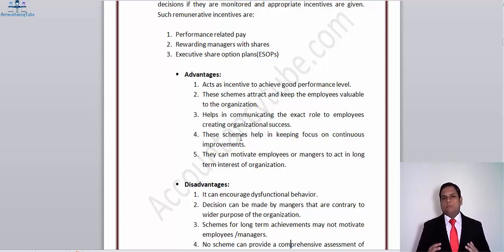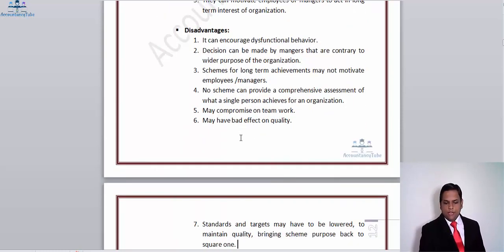Now, these plans also make employees more involved. They increase the cooperation of the employees and senior management in the affairs of the organization. It's not just doing plus and minus and coming at 9 and leaving at 5, not knowing where the organization is moving. These sort of incentives actually help employees and management to consider the wider perspective of the organization's existence. After that, we have got schemes that keep a focus on continuous improvement. They keep the employees and senior management on track where they want to head, and they can motivate employees or managers to act in the long-term interest of the organization. Again, that was the initial reason why we make these arrangements. Now, like that, there are disadvantages.